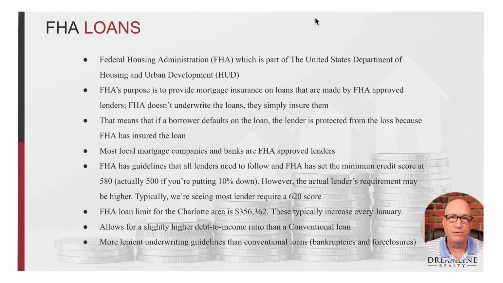So that basically means if you go to your local lender and get an FHA loan, that local lender is going to be the point of contact. They're going to process the loan, they're going to underwrite the loan, and they're going to close that loan. But the guarantee is that that loan is insured. So if you as the buyer default on that loan, the lender is protected from the loss.